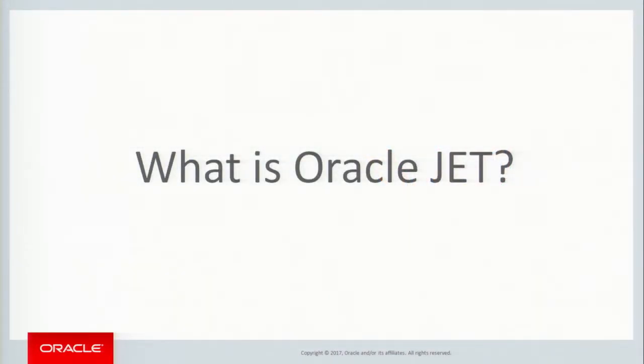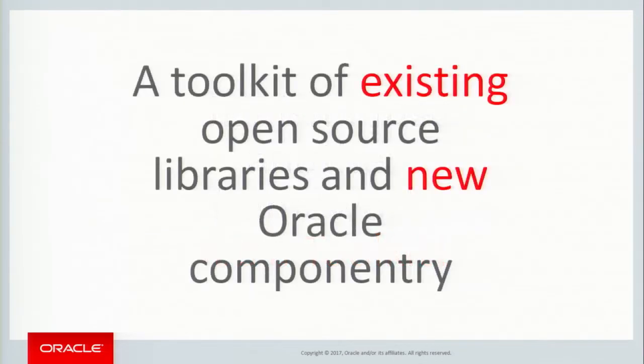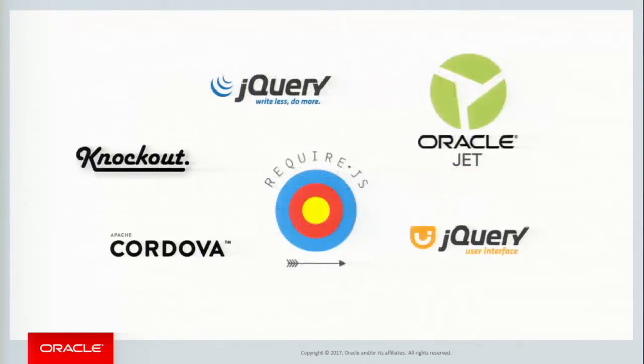So what is Oracle Jet? Oracle Jet stands for Oracle JavaScript Extension Toolkit. It's basically a collection of libraries instead of a framework. It's a toolkit. With Jet, we basically take the library approach. We build it on top of a collection of open source libraries, each serving a specific need. And these are the ones that we're using.